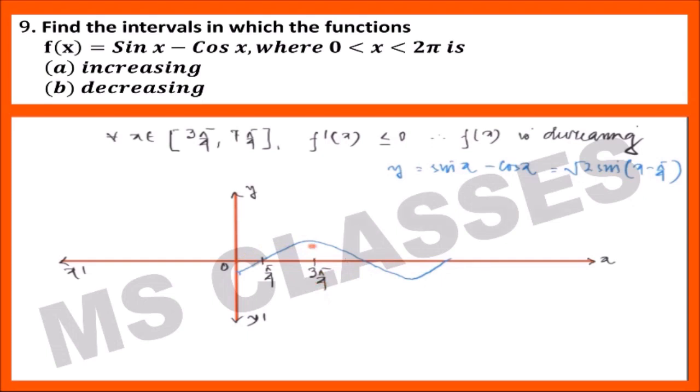Now, this point is generally pi, but it has been shifted by pi by 4, so this is 5 pi by 4, pi plus pi by 4. Now, this point is generally 3 pi by 2, that is 6 pi by 4. Now it is 7 pi by 4, because pi by 4 has been shifted to the right. And 2 pi will be somewhere here. Now, according to our observation, from 3 pi by 4 to 7 pi by 4, the function is decreasing. Obviously, that is true. If we see this part of the curve, it is definitely decreasing, and the other part which we are left with is definitely increasing. You can see.